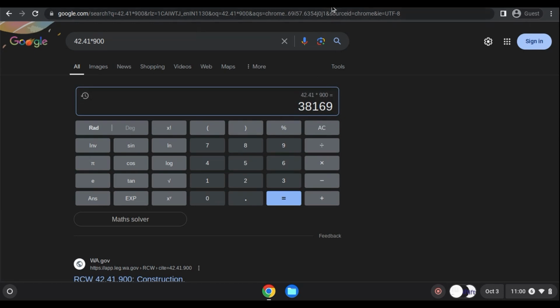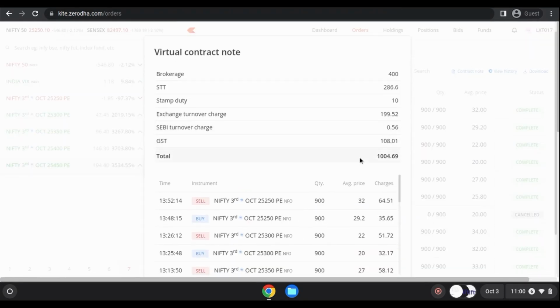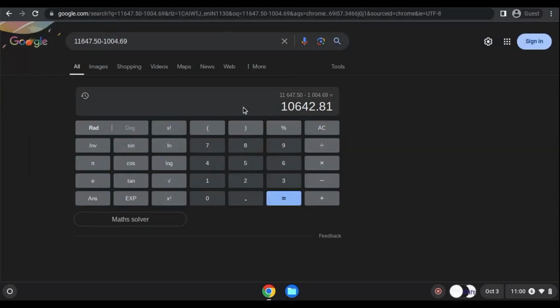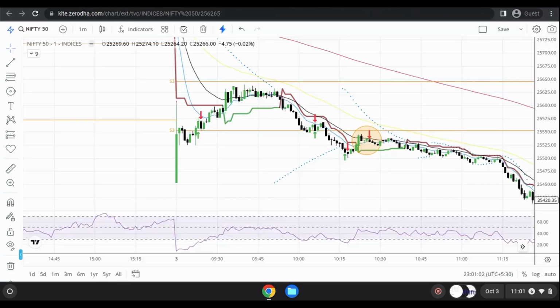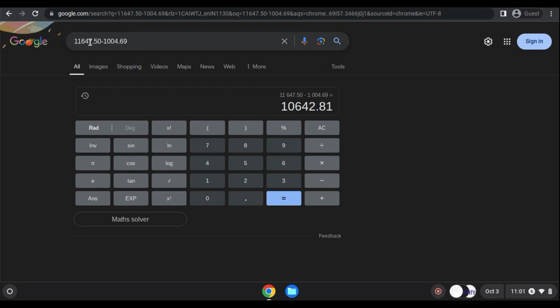Next, let's substitute. We have the contract note here, right? So let's substitute this 1000 from the total profit that we've made. The total profit, 11,647.50, minus 1004 rupees 0.69, gives me 10.6k, right? So now we have to calculate the percentage. Percentage is nothing but the net profit divided by the capital, into 100, right?